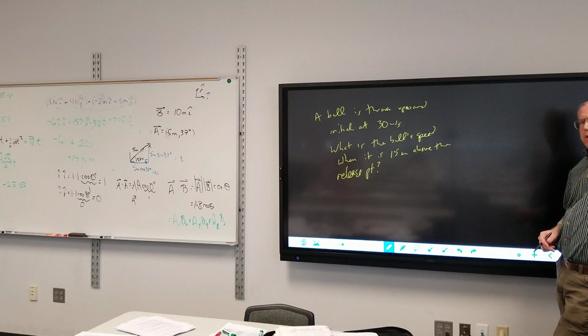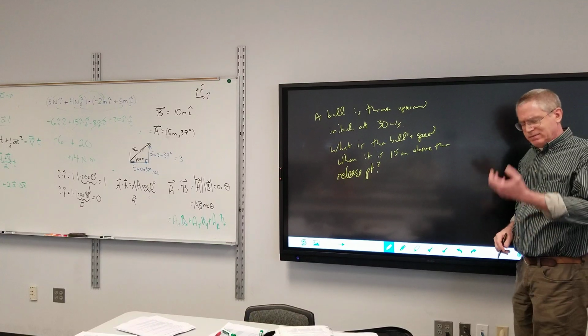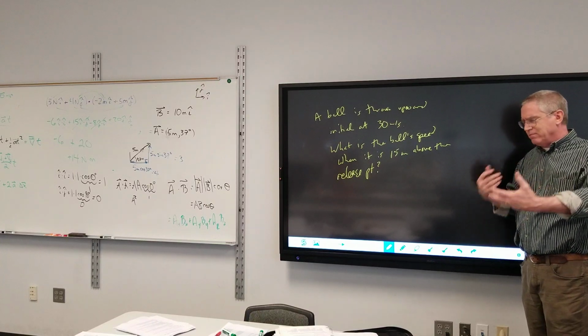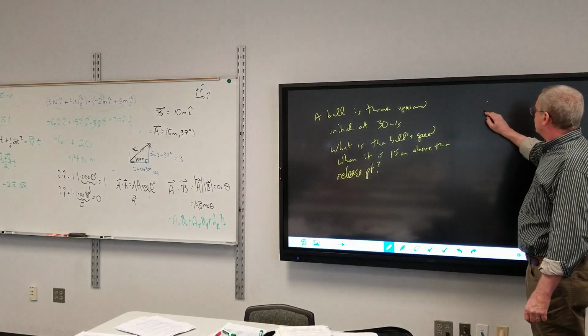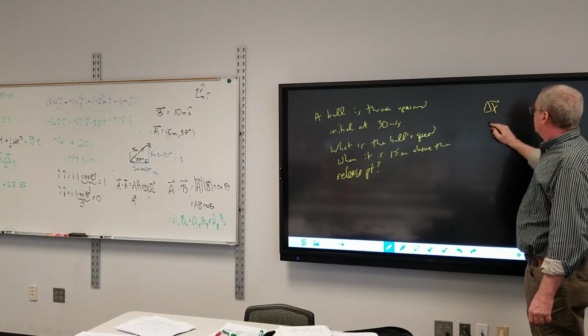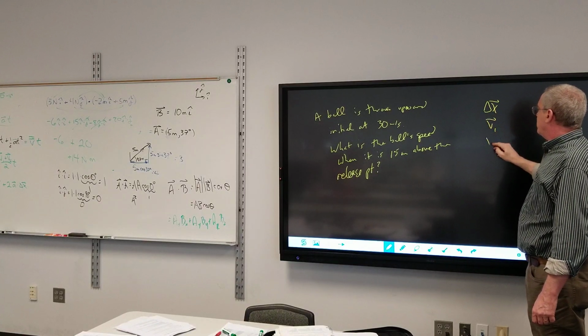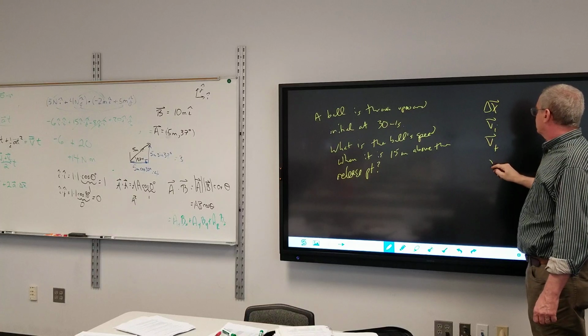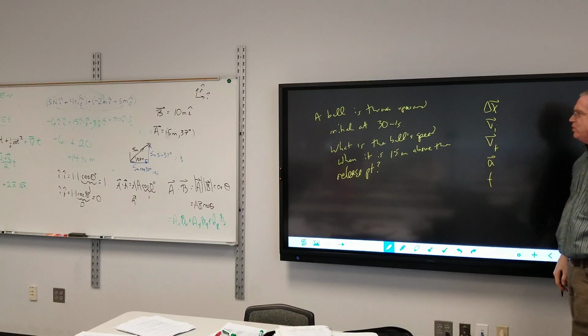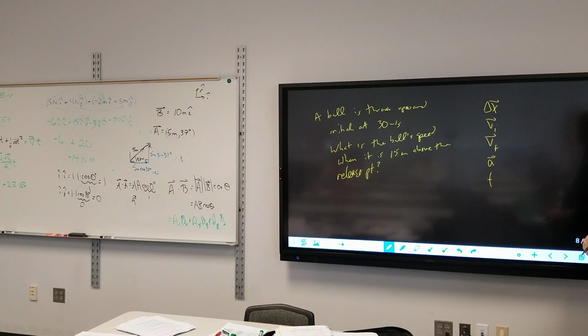Whenever solving any of these problems, it's recommended that, at least until you get much more comfortable with it, you start out with the 5 basic quantities. What do we know? Vi, which is 30 meters per second.